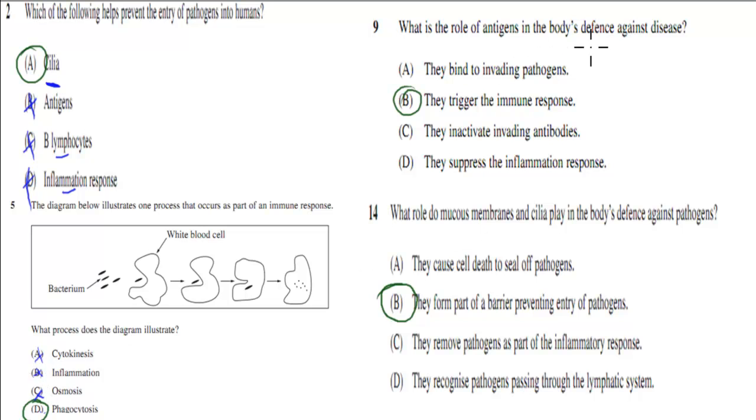We've got what is the role of the antigens in the body's response? Again, they trigger the immune response. They start it all up. That's what the antigens do. These are foreign particles. What is the role of the mucous membrane and cilia? They form part of the preventive barrier for entry, the first line of defense. This would be second line defense, and third line defense.